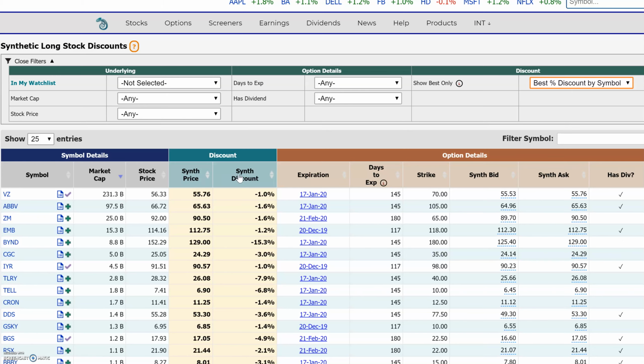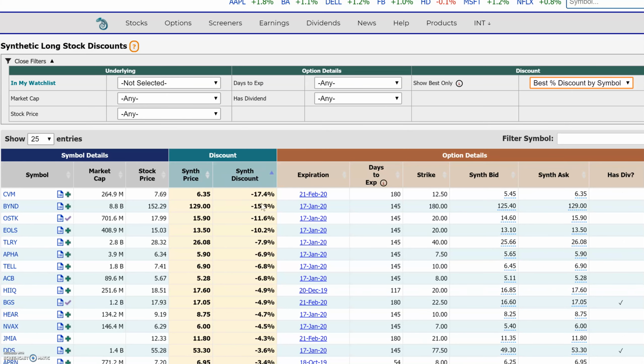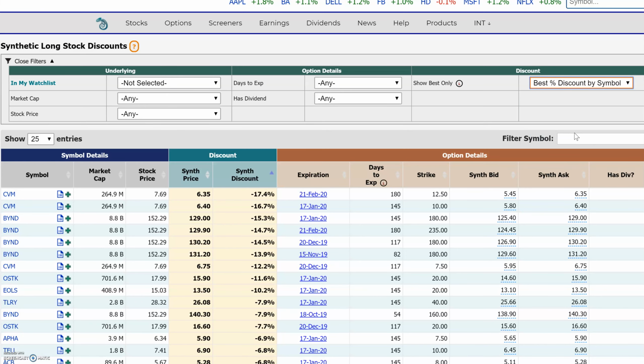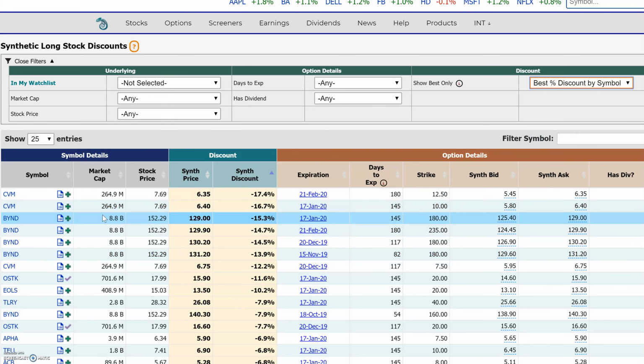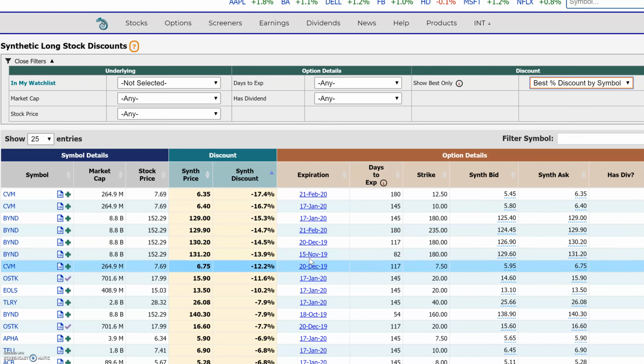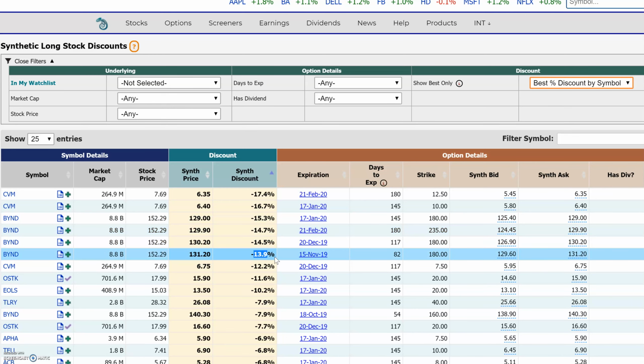So over here, you could just kind of go through it, scan, and if you want, sort by market cap. You could sort by highest synthetic discount, or look up any particular symbol. If right now there's a discount or not, you could look it up that way. Also, you could just look for best discount by the symbol and expiration. So it'll give you the symbol, and for each expiration, if there's a discount, which one is right now at the highest discount.